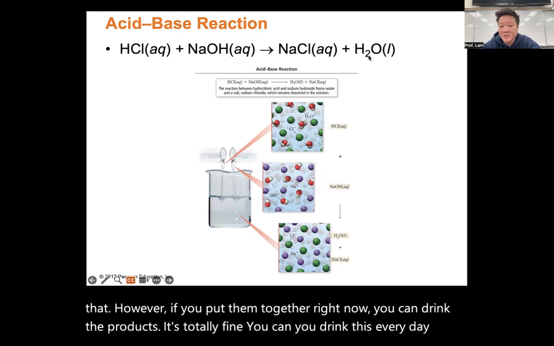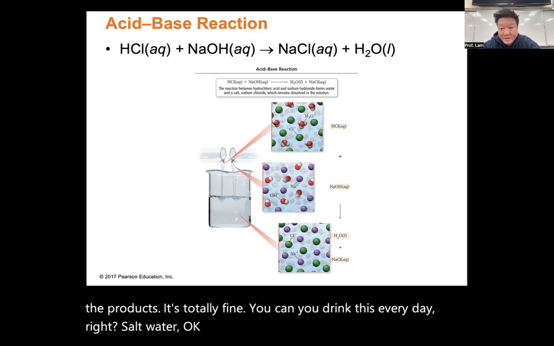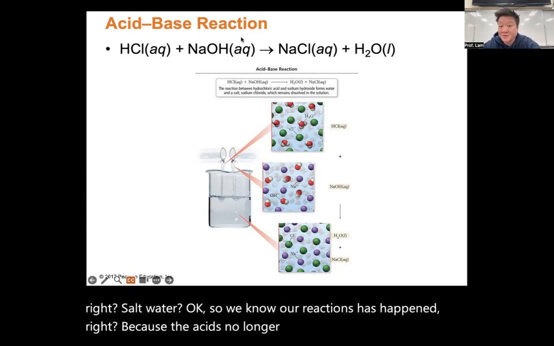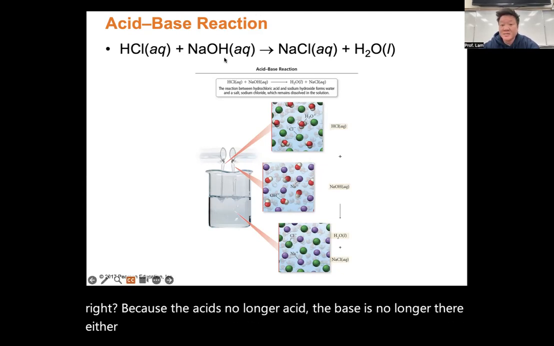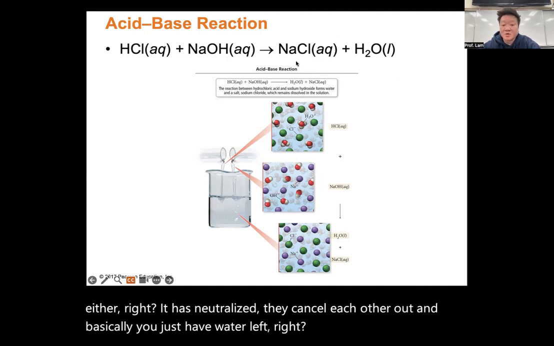Salt water. Okay. So we know a reaction has happened, right? Because the acid's no longer acid, the base is no longer there either, right? It has neutralized, they cancel each other out. And basically you just have water left, right? And the corresponding salt.